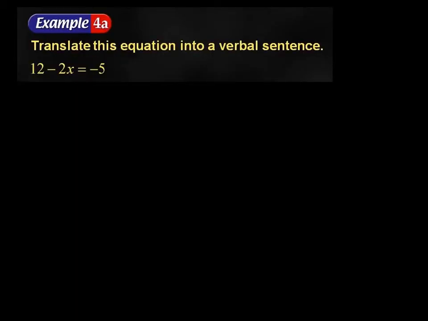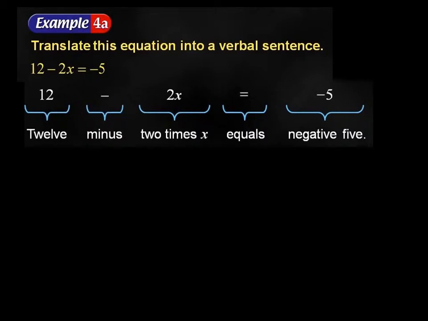Translate this equation into a verbal sentence. 12 minus 2x equals -5. Oh, I just made one translation. You could write 12 minus 2 times x equals -5. The difference of 12 and the product of 2 and x is the same as -5. There are a lot of different right answers.